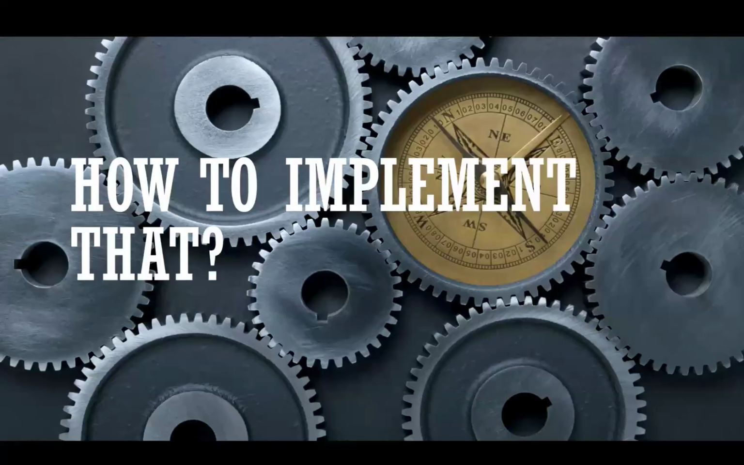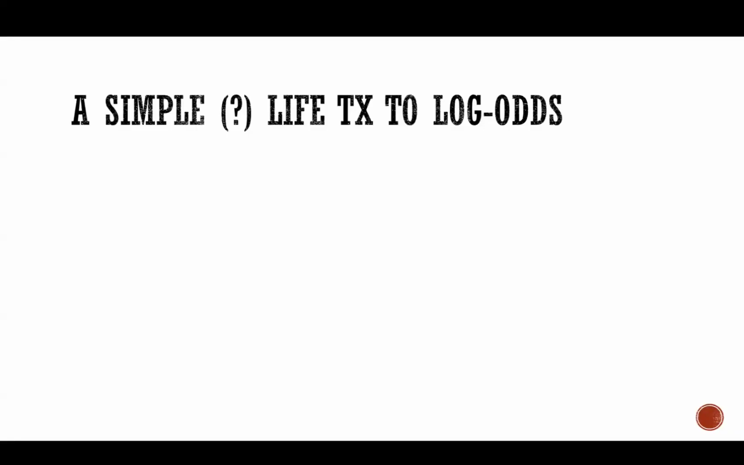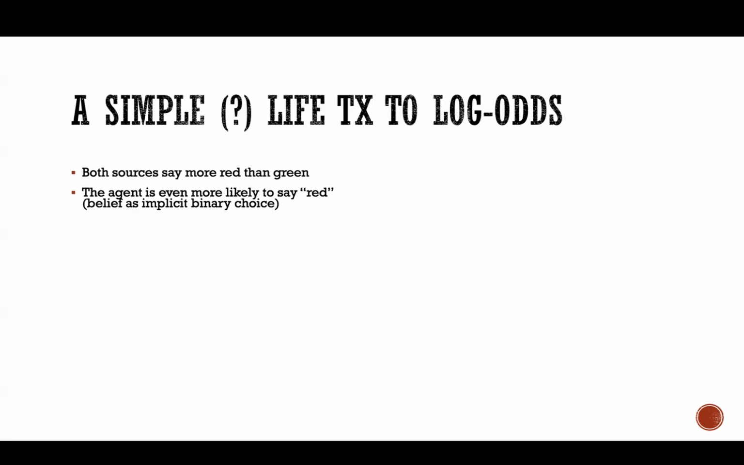Because it really has an impact on how we implement those models. So the first is something that's very common in the literature, which is we can simplify our life relying on log odds, right? We know that log odds have lots of nice properties. They always turn our outcome into 0 to 1. They're on a log scale, so we can sort of simplify away multiplications by doing additions. And so we can say that both sources say more red than green. The agent is therefore more likely to say red, right?